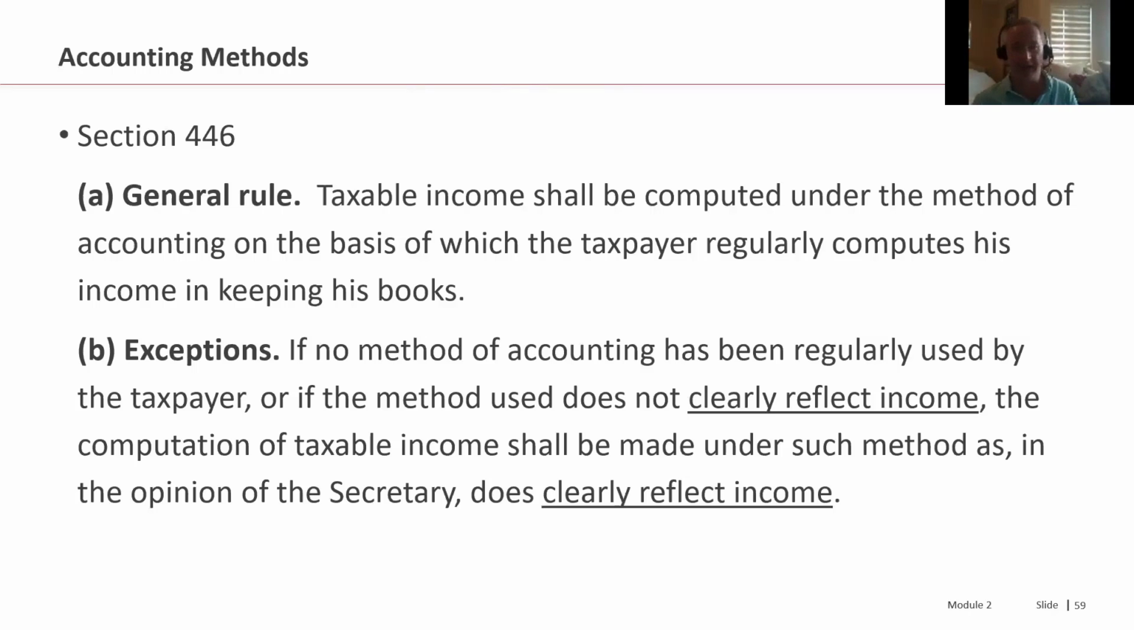Okay, so that's a lot of legalese, but it's really important, because what it means is if you use your regularly computed method of income in keeping your books, you're probably going to be okay. But if you're not using a method, or the method you're using does not clearly reflect income, then the IRS has the right to tell you what does clearly reflect income. And that is a situation you simply don't want to be in as a taxpayer. You want to know that your accounting is clearly reflecting income, because the last thing you want is the IRS to come in and make that determination for you.